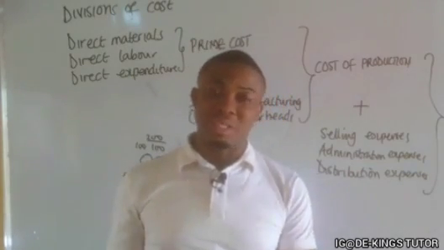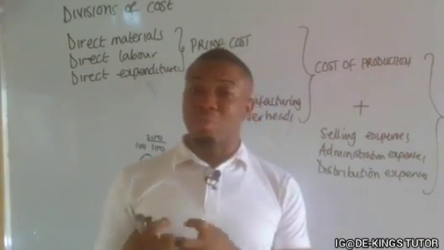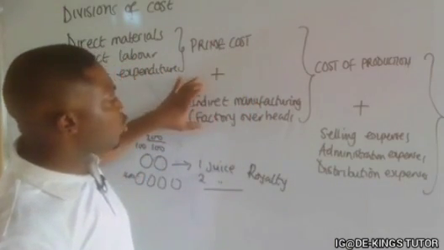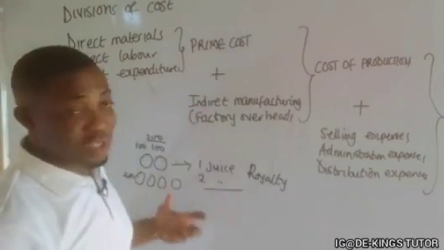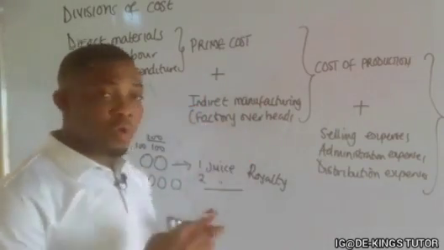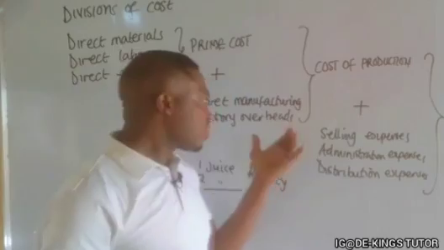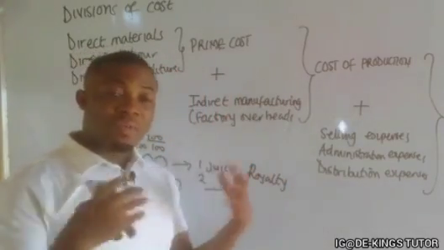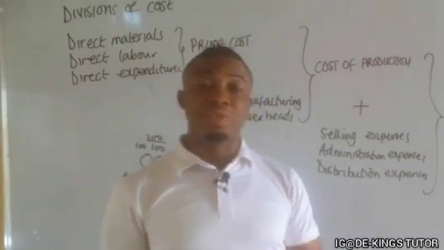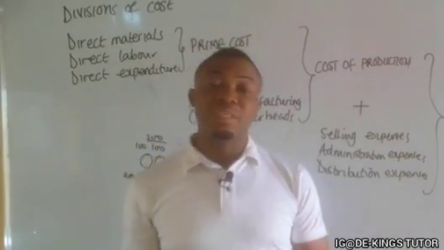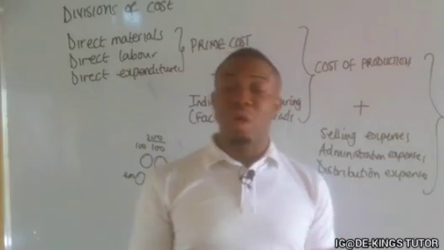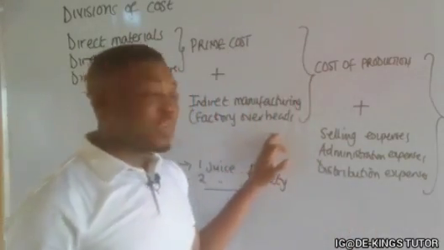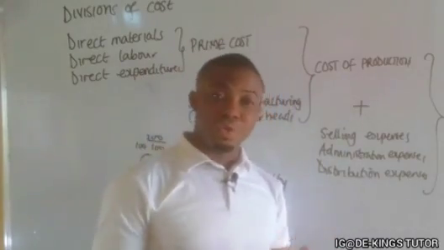Okay? Now, if we have expenditure that can be traceable, also we have those that we can't trace. We also have expenditure that cannot be traceable. Those expenditure that cannot be traceable can also be called indirect manufacturing expenses or factory overheads. It can be summed up to factory overhead. We have some like depreciation of plant and machinery. We have factory rent. We have factory wages. Okay? These are items that cannot be traceable to a particular production unit.